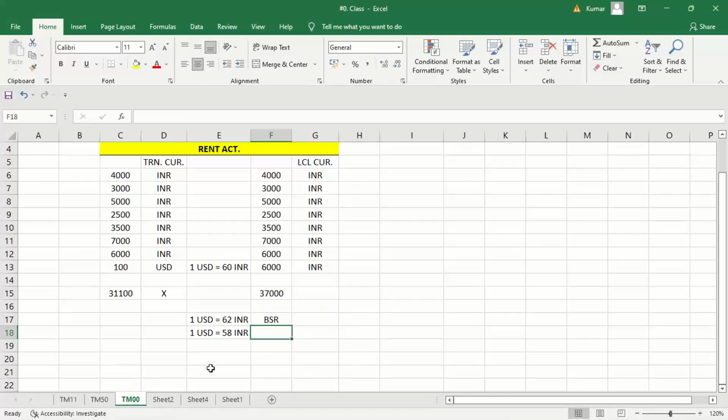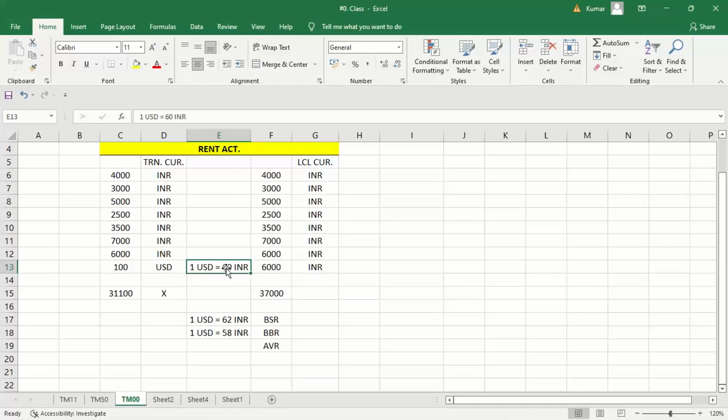So what is this called, guys? Buying rate. See, think in terms of the bank's perspective, not you as an individual. Think on behalf of the bank. So at 62 rupees, the bank is selling the US dollar, that is the bank selling rate. And at this rate, the bank is buying the US dollar, the bank buying rate. And there will be an average rate also. Average rate means buying rate plus selling rate divided by 2.